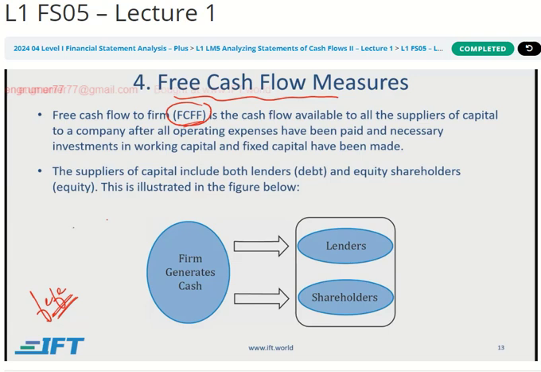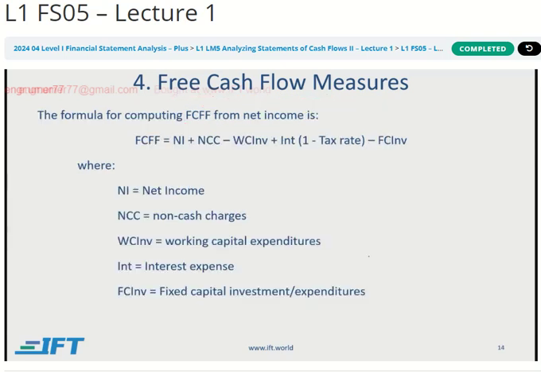Now, FCFF is free cash flow to the entire firm, right? And the firm obviously has two major providers of capital, the providers of debt and the providers of equity. Later, we're going to look at only the free cash flow for equity, but first we're looking at free cash flow to the entire firm, which is cash available for both your providers of debt and your providers of equity. Now, how do we go about coming up with this figure? First of all, you take the cash flow from operations, right?